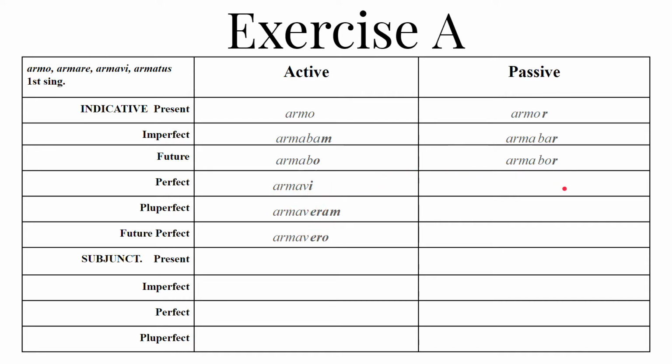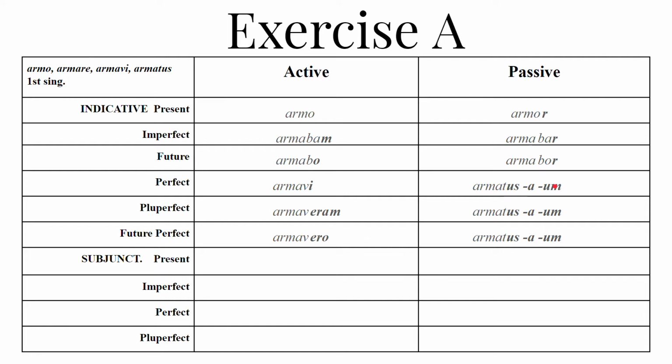Let's jump over to the passive. For the passive perfect, pluperfect, and future perfect, we go to the fourth principal part of the verb, armatus. Treat it like an adjective of the first and second declension, with us being the masculine. So armatus being the masculine, armata being the feminine, and armatum being the neuter. We are working with a first person singular, so we're using the singular nominative forms for the masculine, feminine, and neuter.